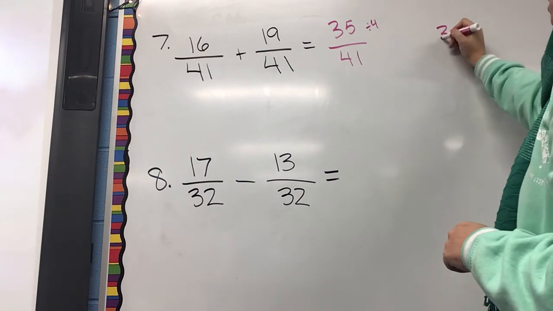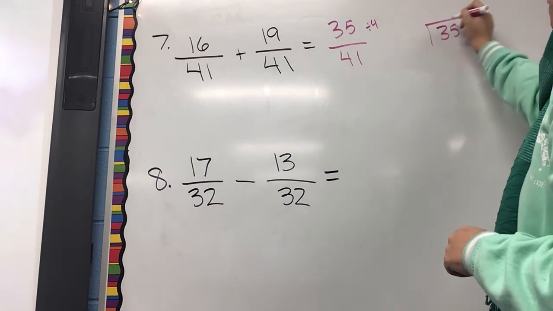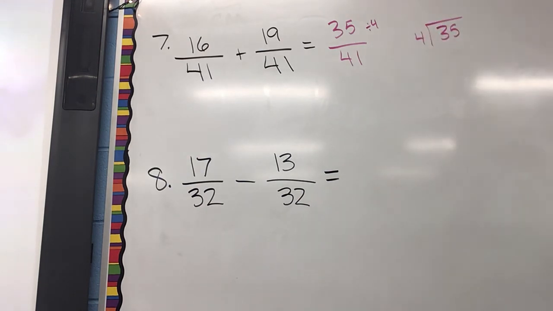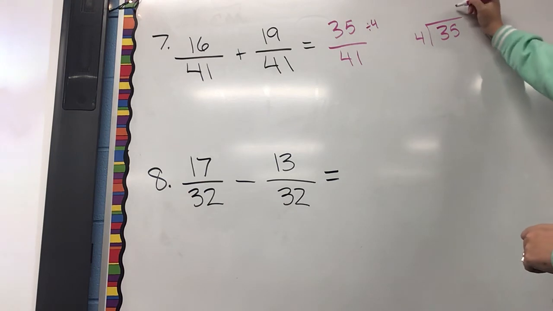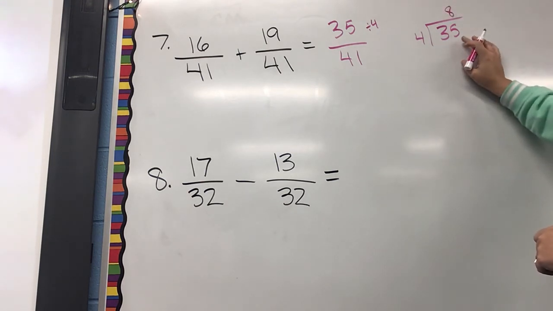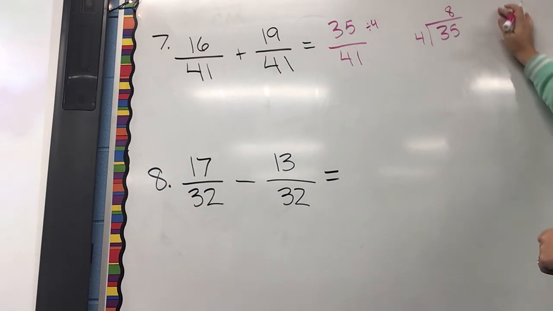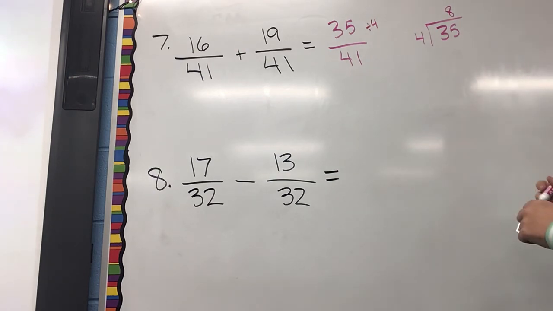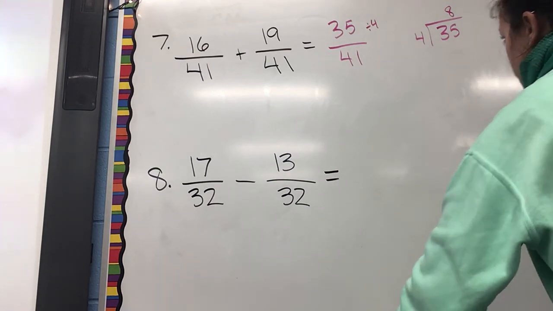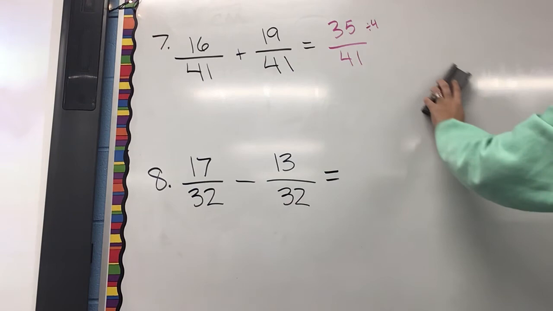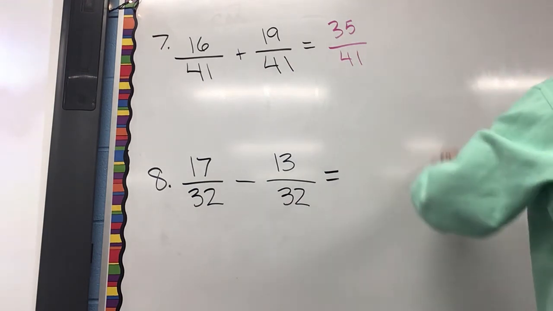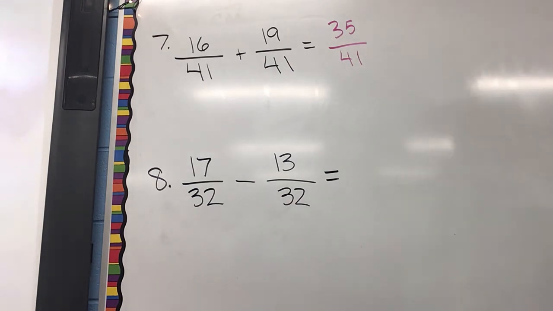35 divided by 4. What'd you get, Bradley? I got wrong. Yes, because 8 times 4 is 32. But then 9 would be too big, right? Yeah. It would be 36. So can I simplify this one? No. Nope, it already is simplified. So that one's done.